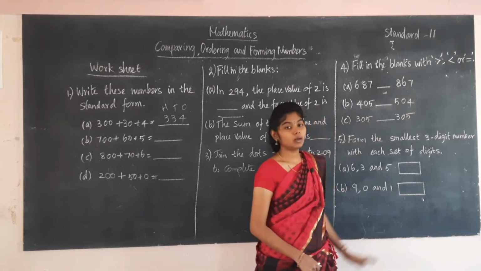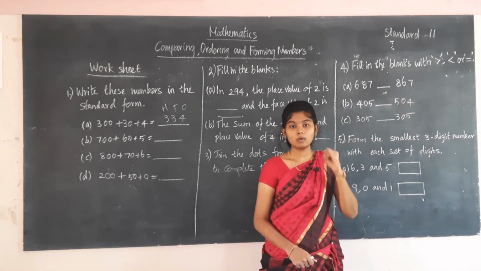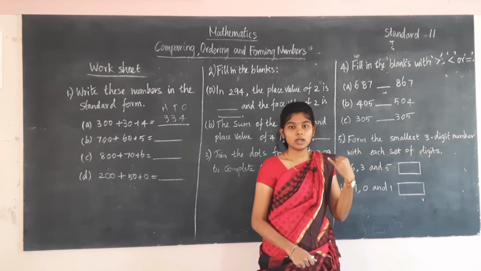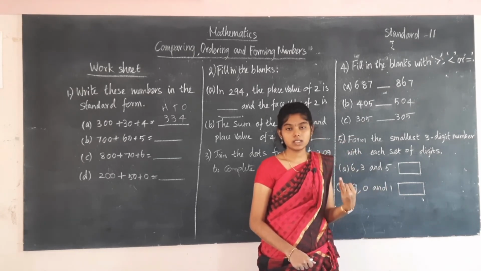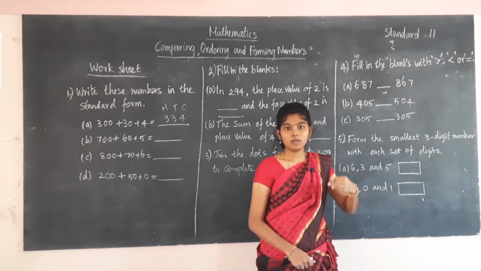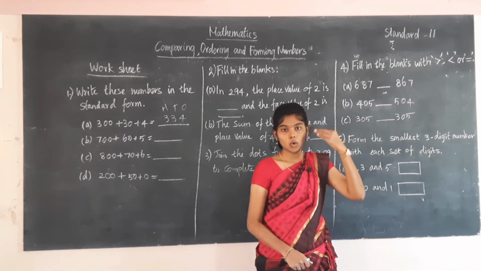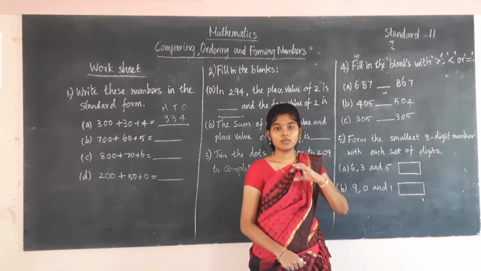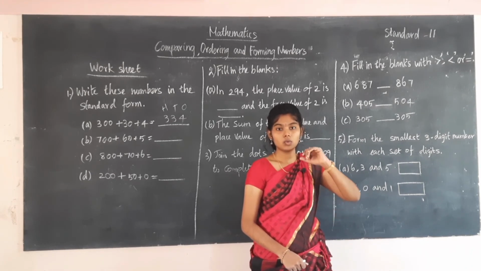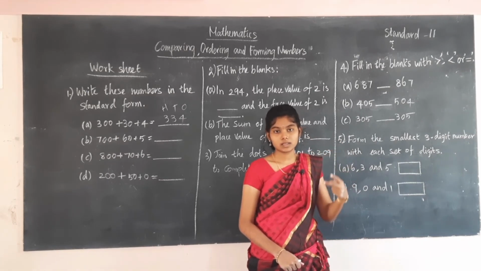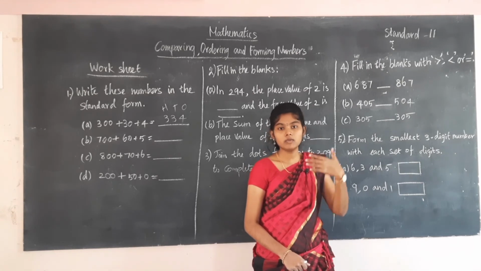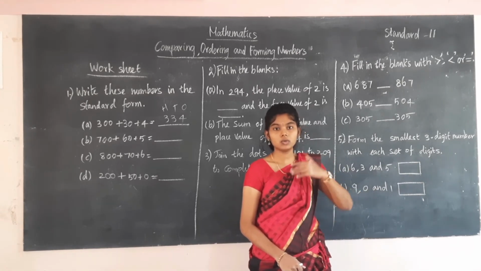687 and 867. To compare the numbers, first we have to look at the hundreds place. If the hundreds place is the same, next you have to check the tens place. If that is also the same, then you have to go to the ones place. In the numbers, you have to check the hundreds place, then the tens place, then the ones place. Then you can find which one is greater, which one is smaller, and then you can give the signs.